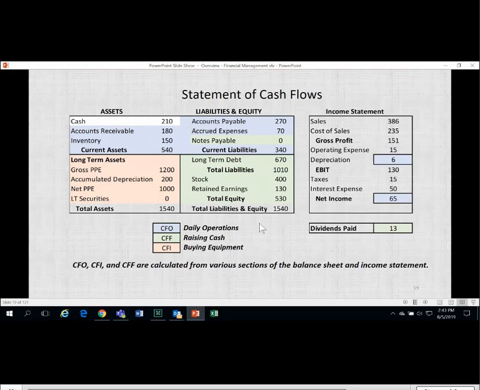Now, cash flow from financing is the raising of cash, again, selling bonds, selling stock. We sell those to investors, they send us cash.